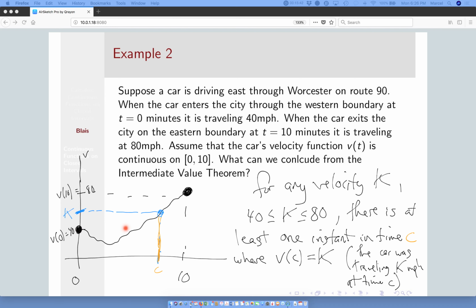Now notice here we drew it where the car actually went below 40. We can't make that conclusion that, say, maybe here at, I don't know, what's that, maybe 25 miles an hour was the velocity for the car. We can't get that conclusion from the intermediate value theorem. We only can conclude it for all the values between the velocity at time 0 of 40 and the velocity at time 10 of 80. So this is a nice intuitive way to think of the intermediate value theorem.